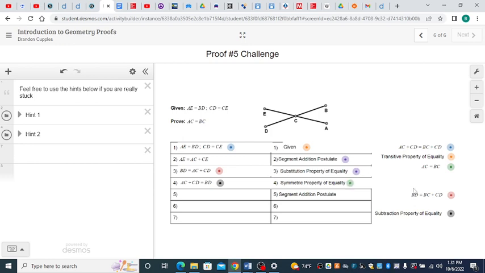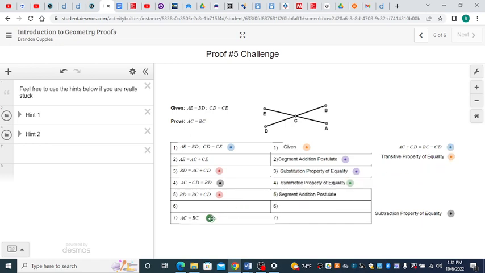Now, the next part says the segment addition postulate. As I look over here, this is the only one that would have anything to do with the segment addition postulate. So let's see if it makes sense. BD, the entire segment, is made up of BC and CD. So yeah, that works there. That is the segment addition postulate. Now, from here, I'll just do this. I know this has to be my last step.